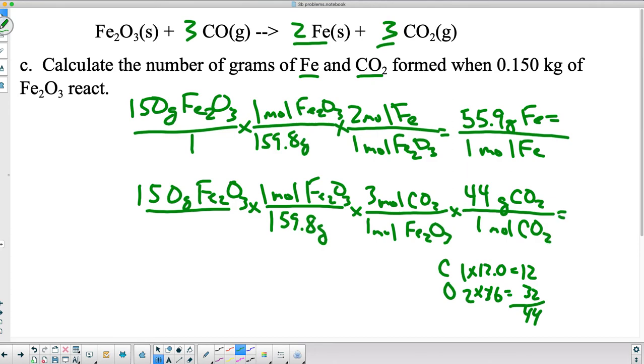So I go through this, same thing as before, 150 divided by 159.8 equals that times 2 times 55.9. So I get 104.9 grams of Fe here, and I do the same thing here, 150 divided by 159.8 equals, and then times 3, and then times 44. And I get 123.9 grams of CO2, just like that.